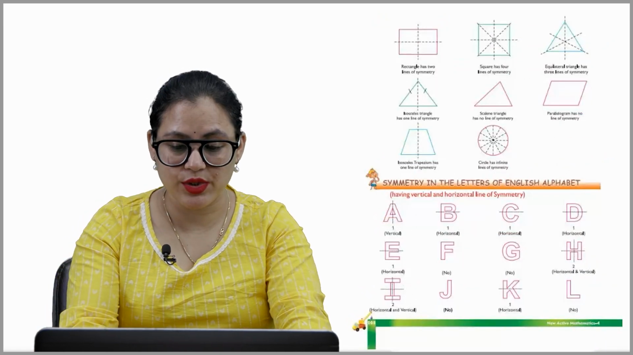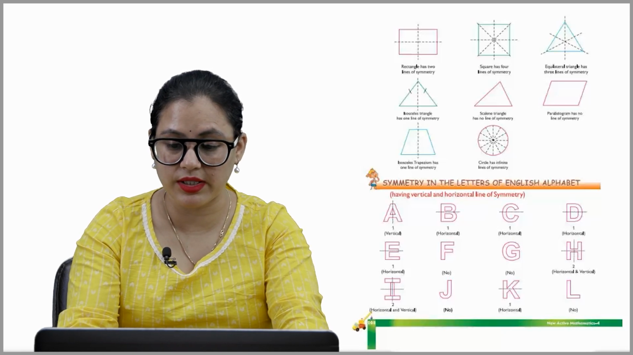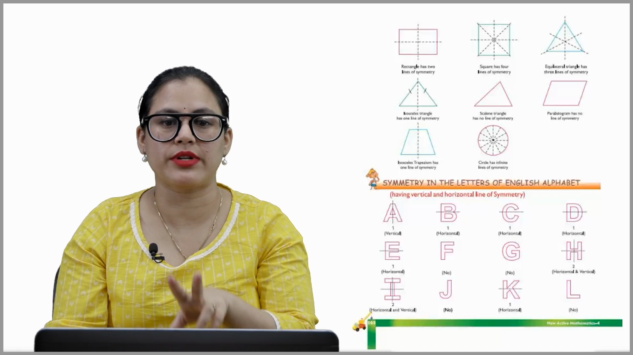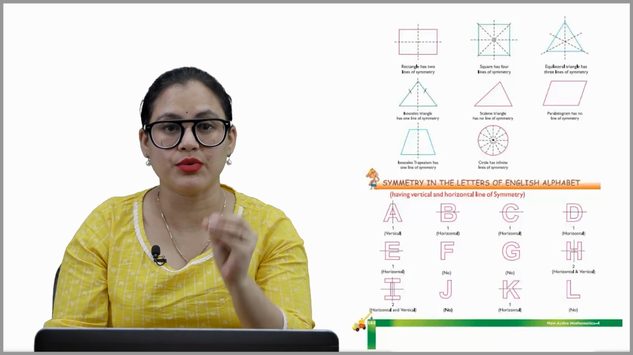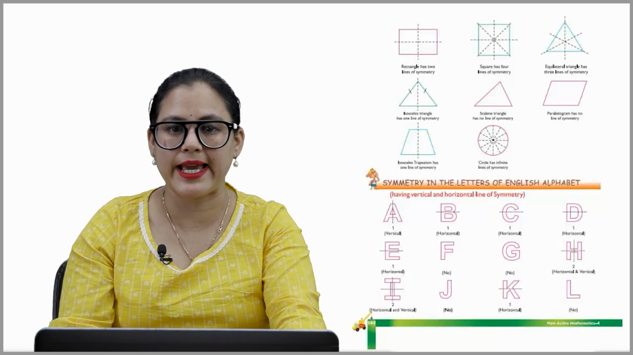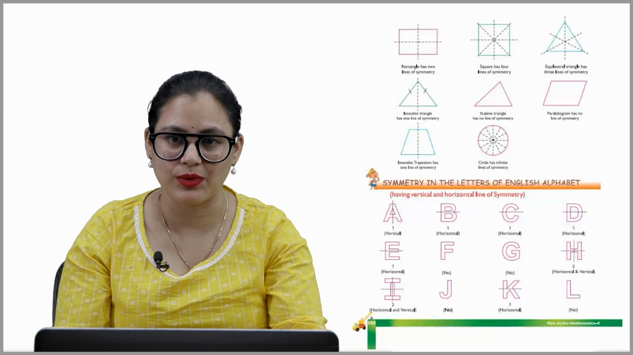Rectangle has 2 lines of symmetry, as you can see. Square has 4 lines of symmetry. Equilateral triangle has 3 lines of symmetry. Only equilateral triangle has 3 lines of symmetry because its 3 sides are equal. And in isosceles triangle, there is only 1 line of symmetry. Scalene triangle has no line of symmetry because all 3 sides are unequal.